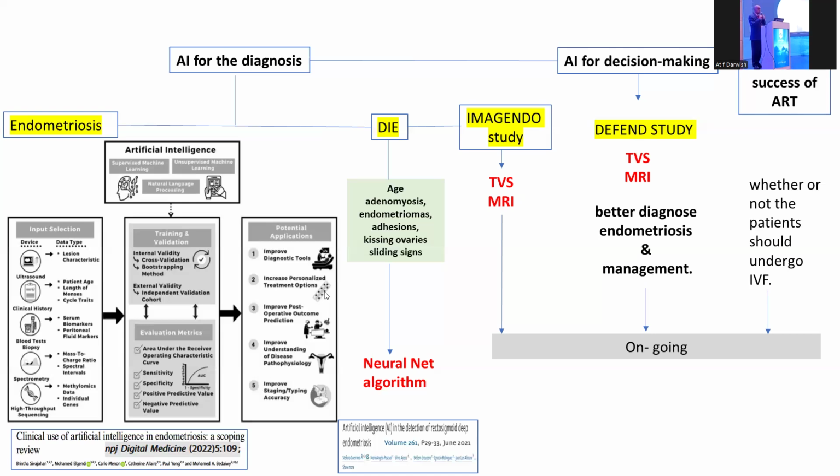And the target is to improve the diagnostic tool, increase personalized treatment options, improve post-operative outcome prediction, improve understanding of disease pathophysiology, and staging and accuracy. But actually, these targets are not totally achieved by using AI because the data introduced to this neural network in this study are insufficient.